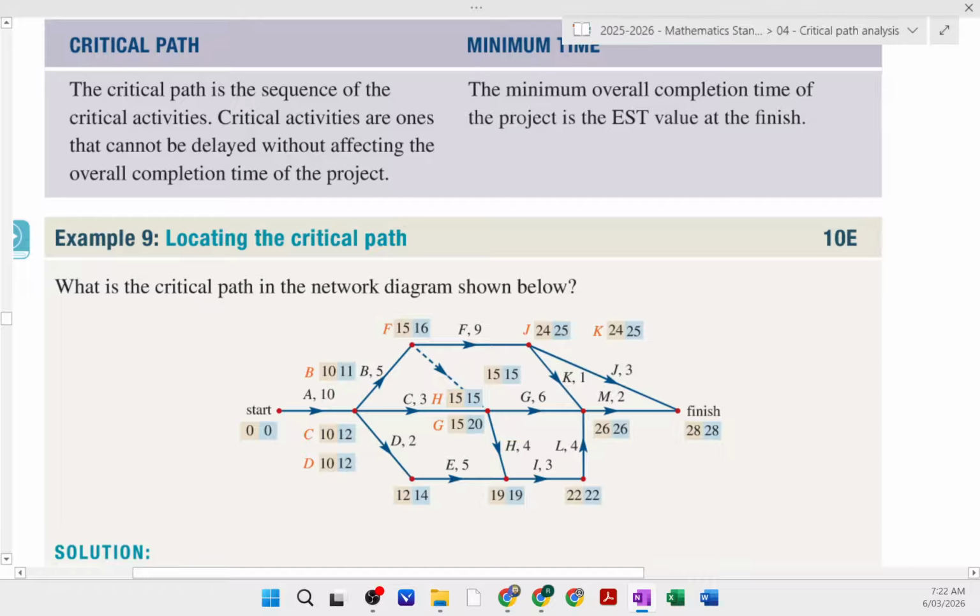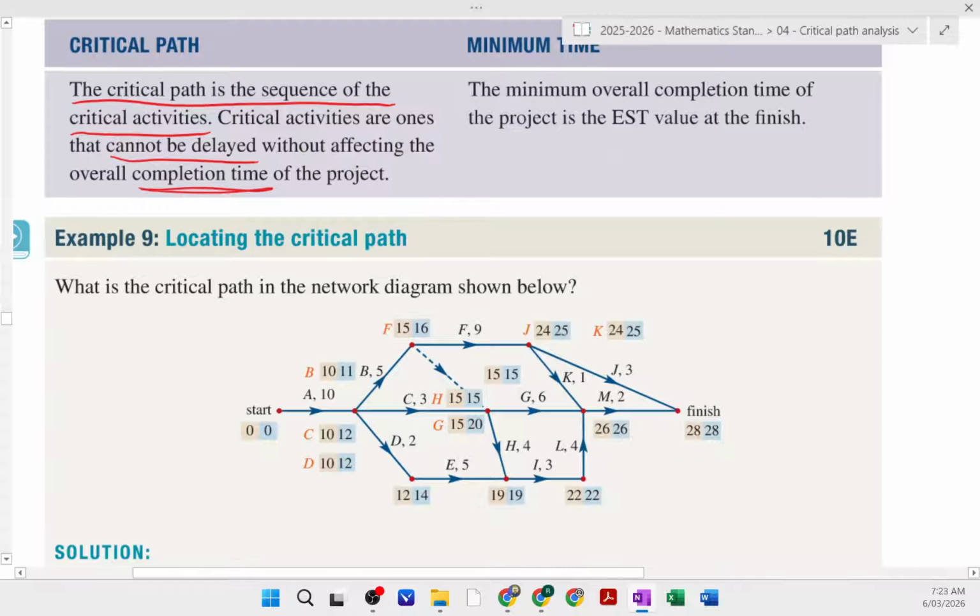So now we have to find the critical path. Finding the critical path is pretty straightforward. The critical path is a sequence of critical activities. In other words, which are the ones that cannot be delayed without affecting the overall completion time? They're the ones that have to be done at the time that they have to be done. They don't have any float time or any grace periods.